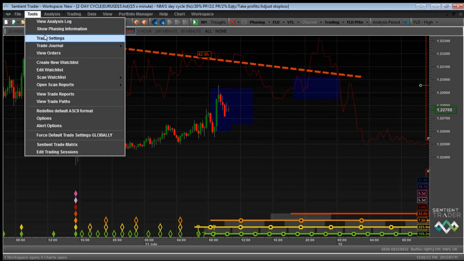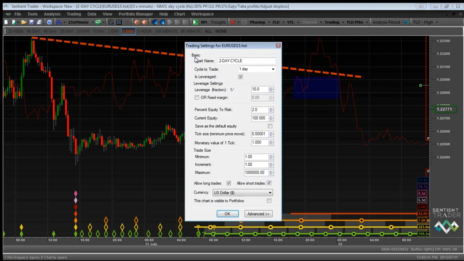You will know if you use the tools trade settings menu, every chart has a chart name, as you can see over there. I like to call my charts after the cycles that I would trade on that chart. Even if I'm not going to actually trade the cycle, I know that that is a chart that gives me information about the 2-day cycle.